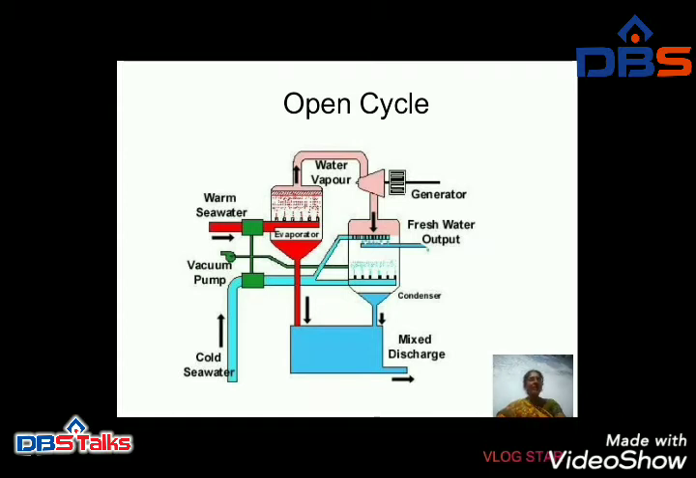In OTEC there are three types of electricity conversion systems: the open cycle OTEC power plant, the closed cycle OTEC power plant, which is also called the Anderson cycle, and the hybrid cycle OTEC power plant.